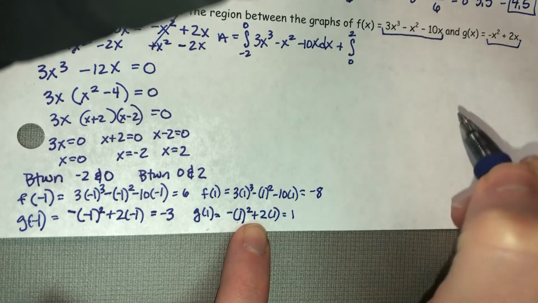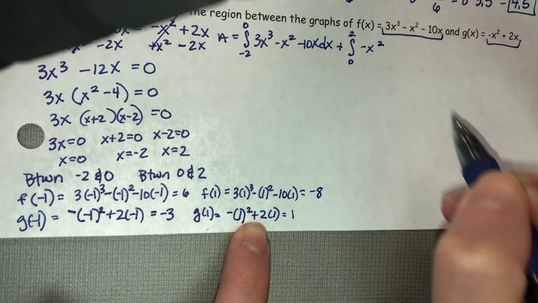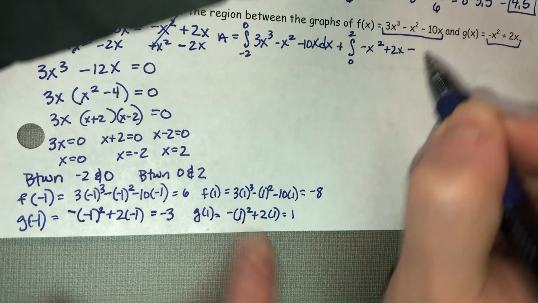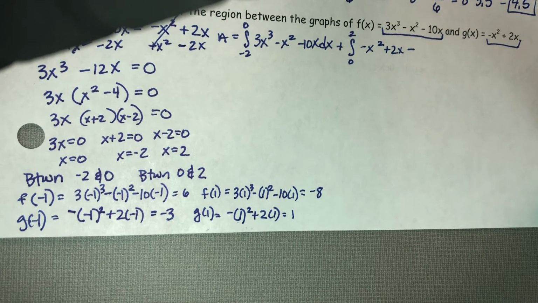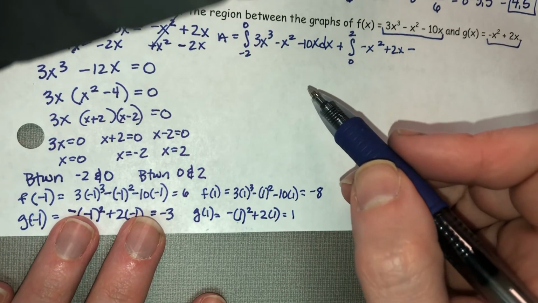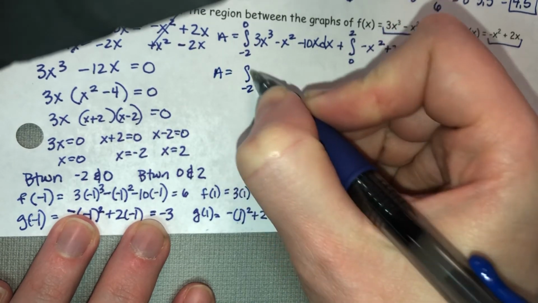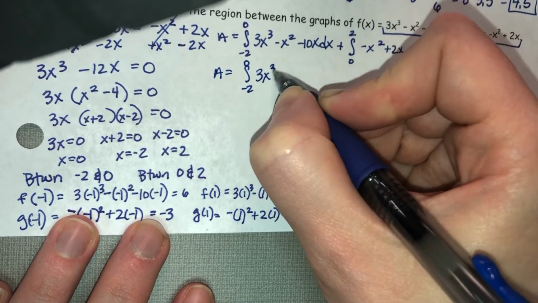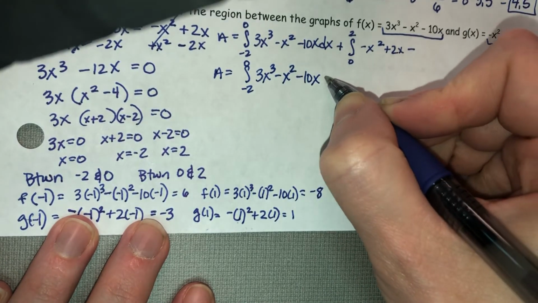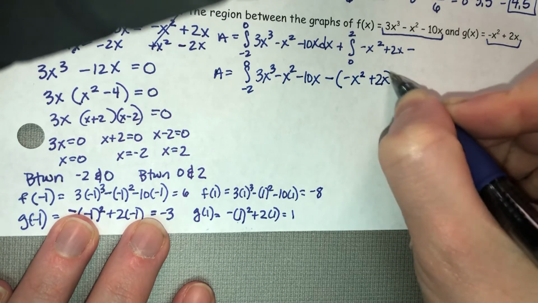So for this integral, I'll have -x squared plus 2x minus, oh my, did I not subtract in the other one? Okay, I just wrote the f of x function and stopped. That's just beautiful. Not really. So -2 to 0, 3x cubed minus x squared minus 10x minus -x squared plus 2x dx.